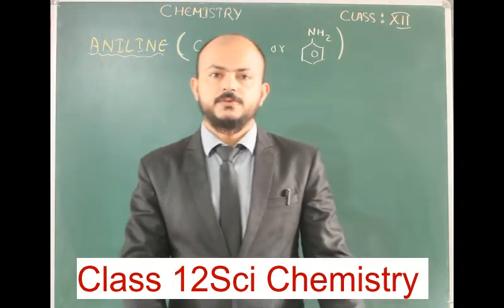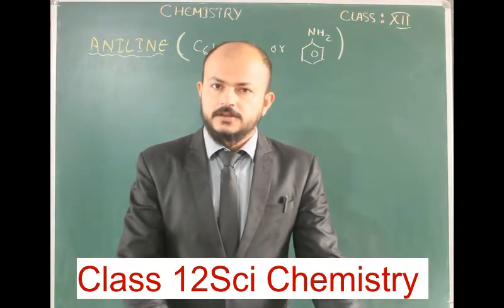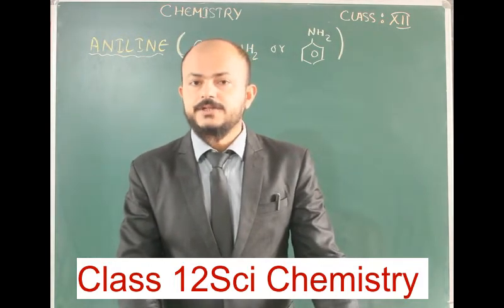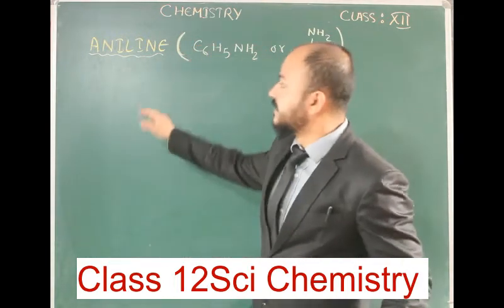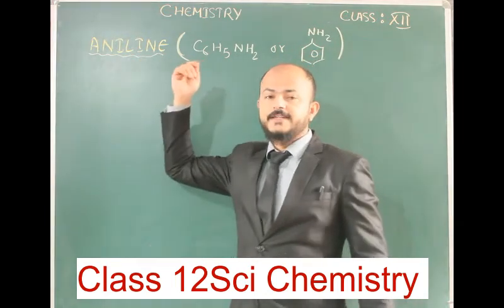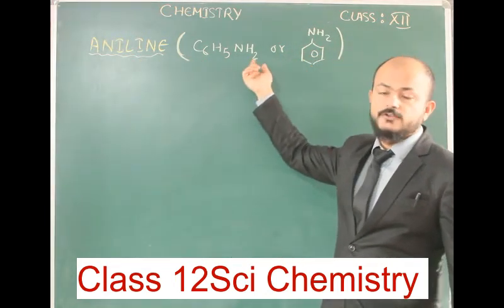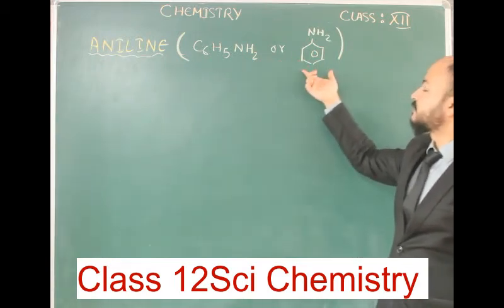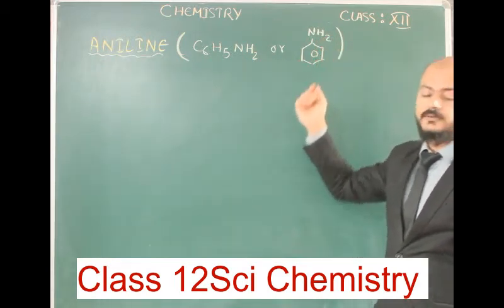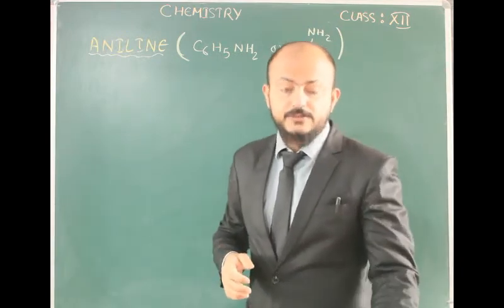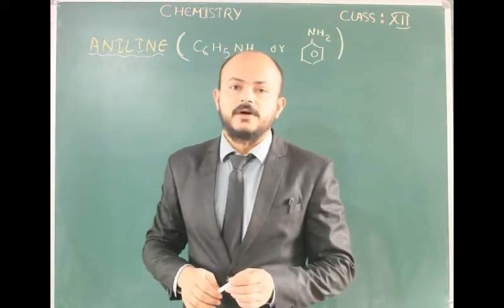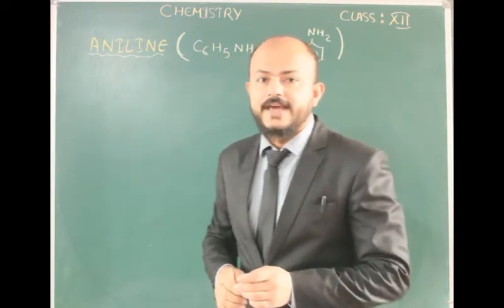Today we will be continuing with the chapter on organic compounds containing nitrogen, and in particular today we are going to discuss aniline. The formula for aniline is C6H5NH2, as you can see on the blackboard, and you can also denote it with the benzene ring, where one position of the benzene ring is substituted with an NH2 group. Under aniline we are going to discuss the laboratory preparation of aniline.